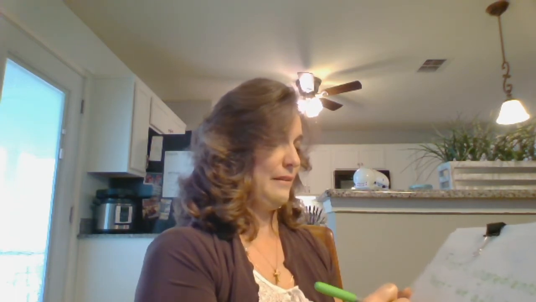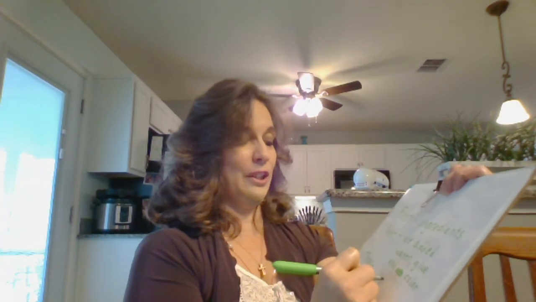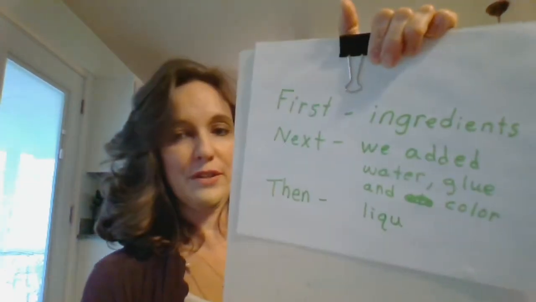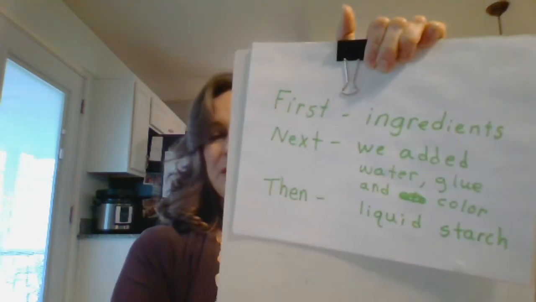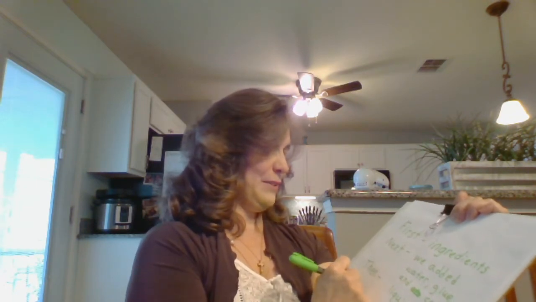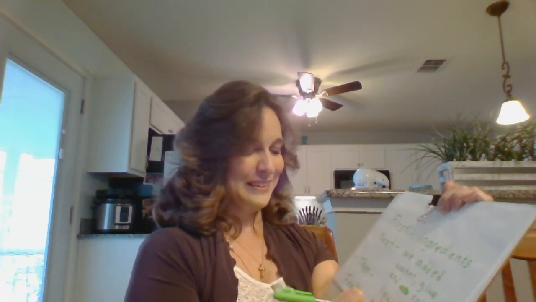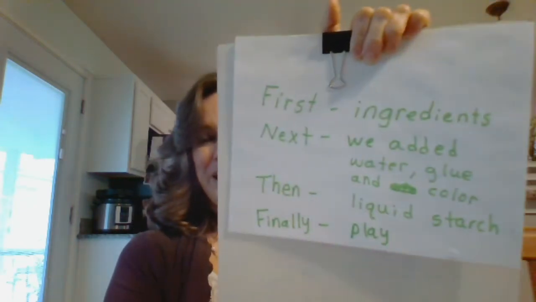And what did we do next? The next word we have is then. Then what did we add? The main ingredient, we added liquid starch. It's a Q. Q goes on the back side. Liquid starch. And that's all I'm going to say because that's all I'll need when I'm trying to remember my sentence, what we did next. First, next, then. And then finally, what do you think we need to do with our slime now that it's made? We need to play with our slime.